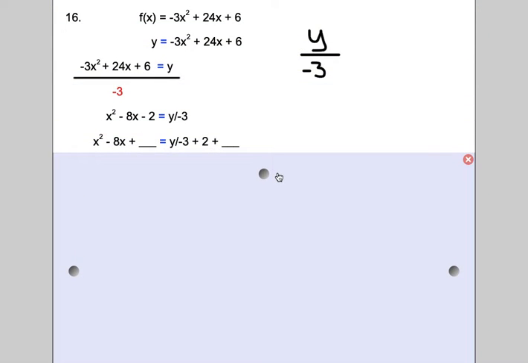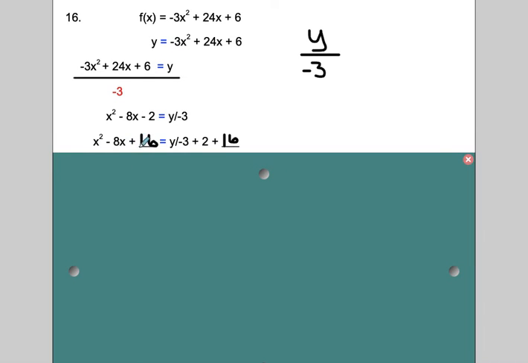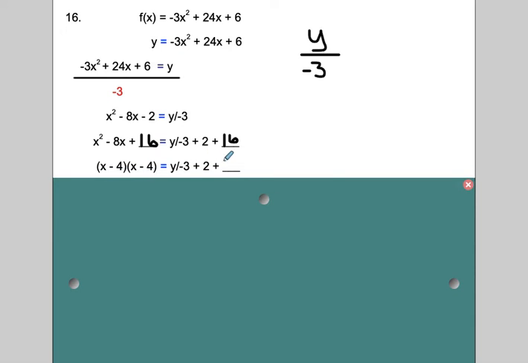Okay, so now we come down here. We move our 2 over to the other side and we complete the square. Negative 8 divided by 2 is negative 4. Negative 4 squared is a positive 16. Whatever I do to the left, I do to the right. So I add 16 to both sides. So now I factor. Half of 16 is 4, so that's x minus 4, x minus 4. Not forgetting to carry down my 16.